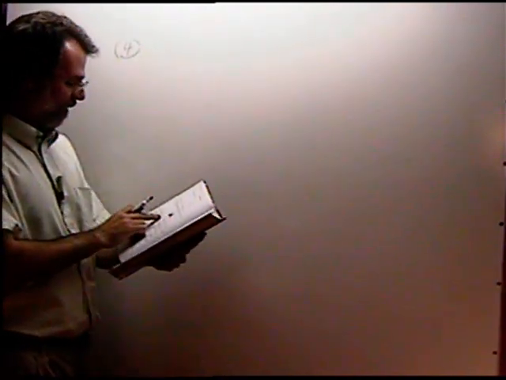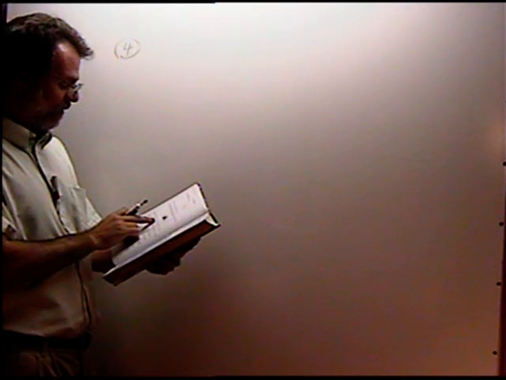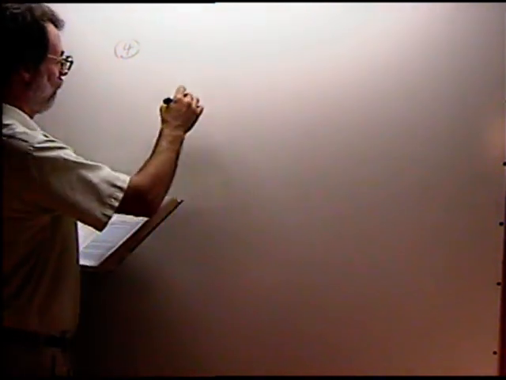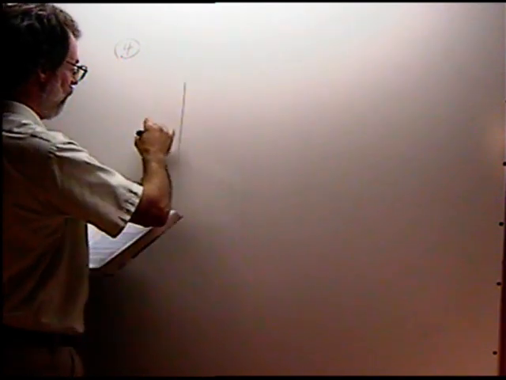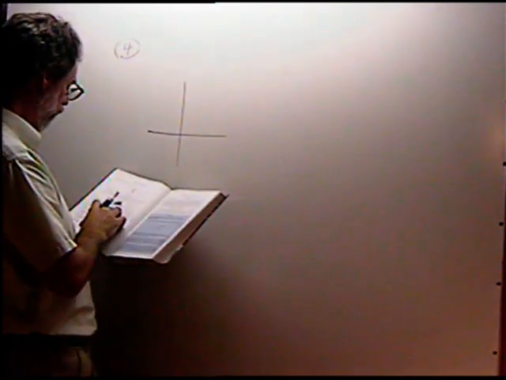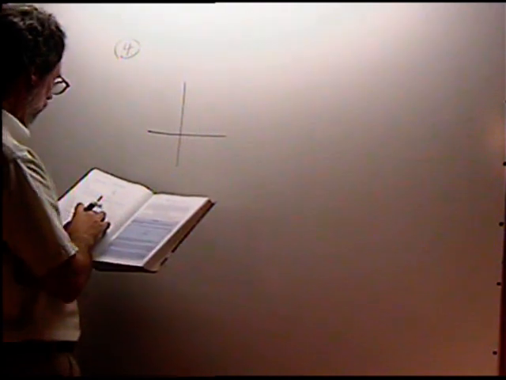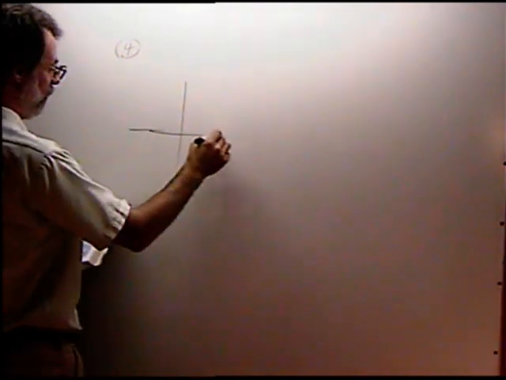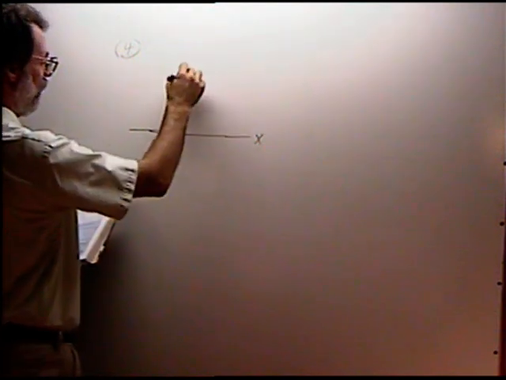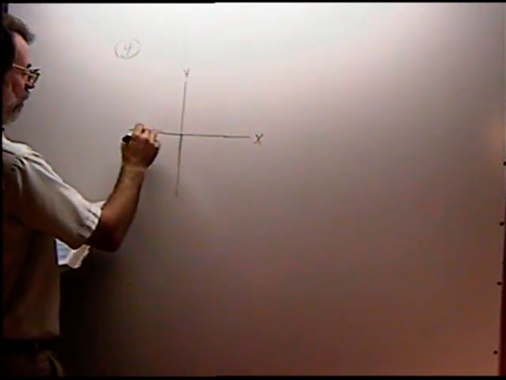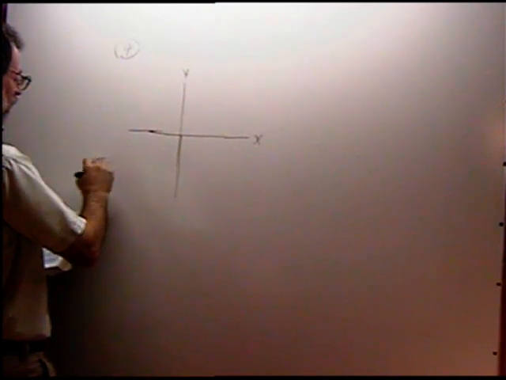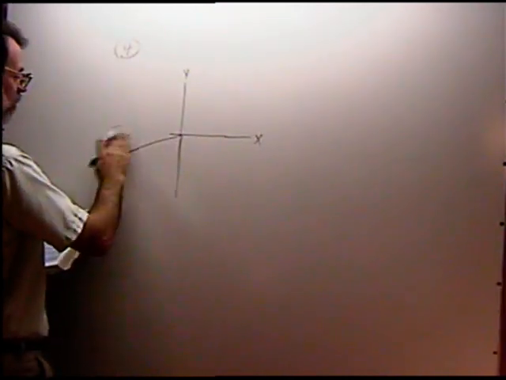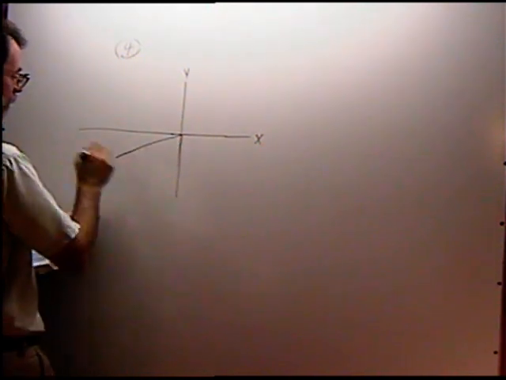Question number 4. Vector A has a magnitude of 35.1 meters per second, in a direction of 215 degrees. If this is x and y, 215 degrees would be in the 3rd quadrant, so it would be something like this.